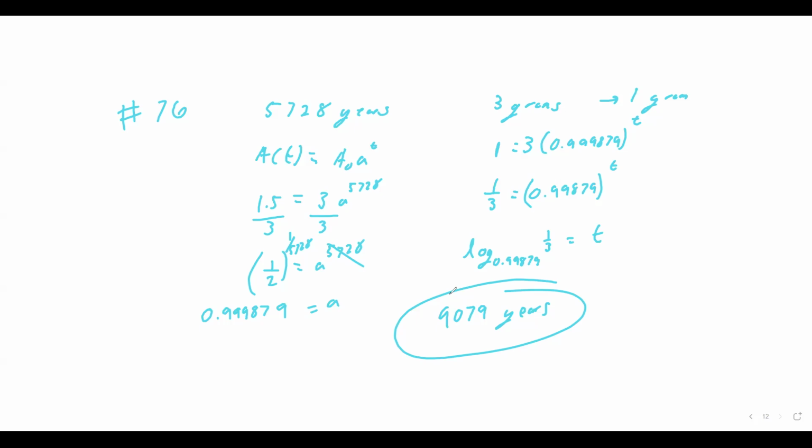All right, to review another one, let's look at number 77. This one says, suppose the population of bacteria in a petri dish has a doubling time of 1.5 hours.